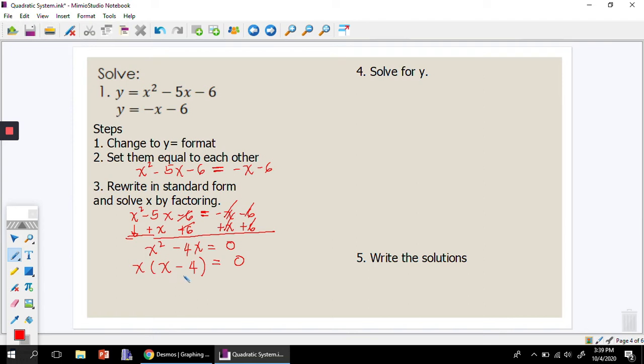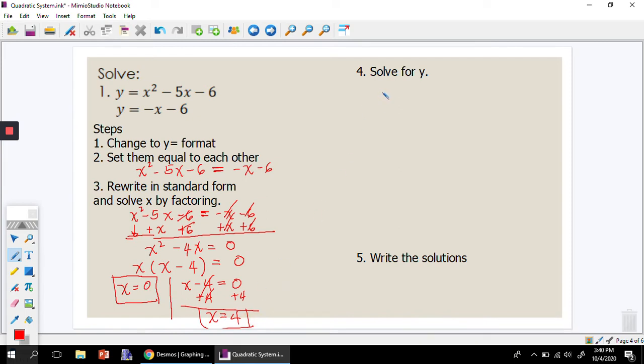What is the zero product property? If x times (x minus 4) equals 0, therefore x is equal to 0, or x minus 4 is also equal to 0. So x is equal to 0, and this is already the value for x. Here, x minus 4 equals 0. I have to solve for x. I will isolate x, so I'll add 4 to both sides. x is equal to 4. So I already have the values for x.